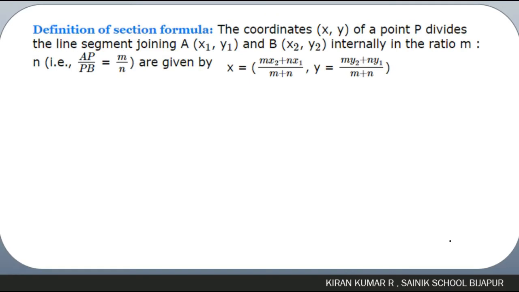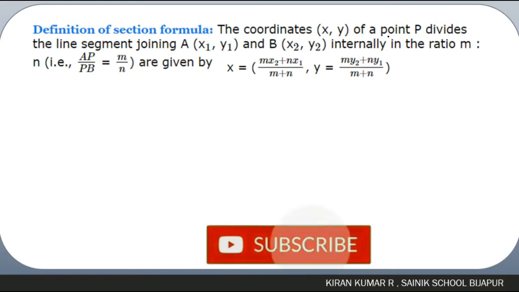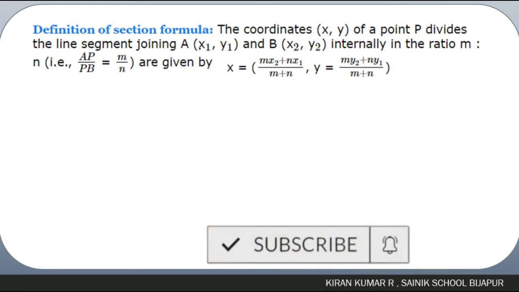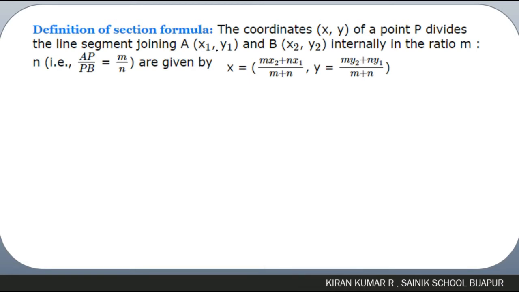Let us take the definition of the section formula. The coordinates x, y of a point P that divides the line segment joining the points A and B with coordinates x1, y1 and x2, y2 internally in the ratio m is to n, that is AP is to PB is m by n, then the x coordinate is given by mx2 plus nx1 divided by m plus n, and the y coordinate is given by my2 plus ny1 divided by m plus n. Let us try proving this.